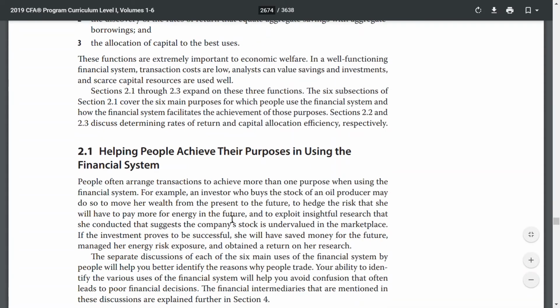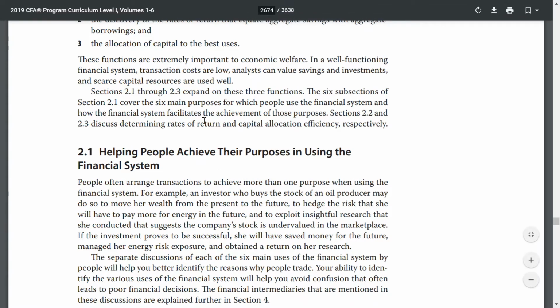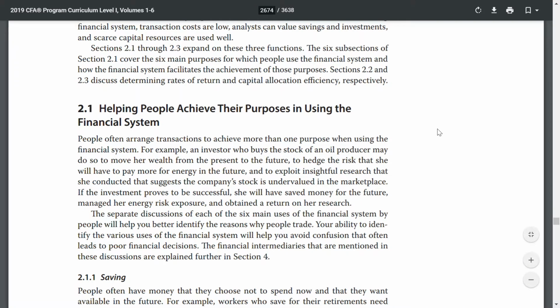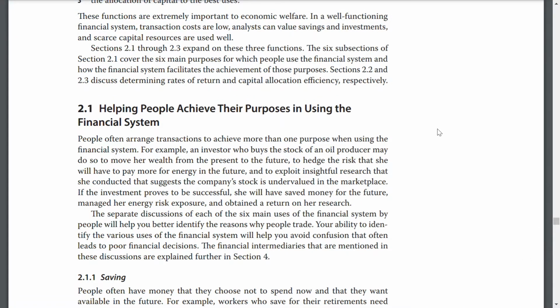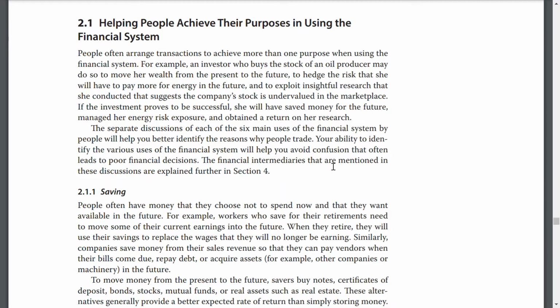These functions are extremely important to economic welfare. In a well-functioning financial system, transaction costs are low. Analysts can value savings and investments, and scarce capital resources are used well. Section 2.1 expands on these functions. The 6 subsections of Section 2.1 cover the 6 main purposes for which people use the financial system, and how the financial system facilitates the achievement of these purposes. Sections 2.2 and 2.3 discuss determining rates of return and capital allocation efficiency respectively, helping people achieve their purposes in using the financial system. People often arrange transactions to achieve more than one purpose when using the financial system.